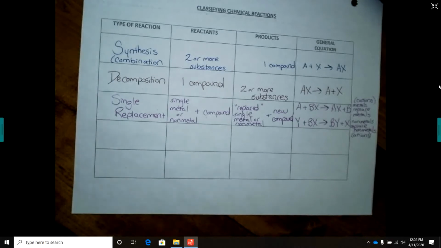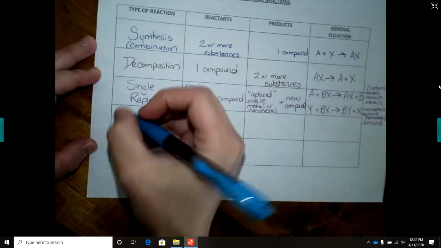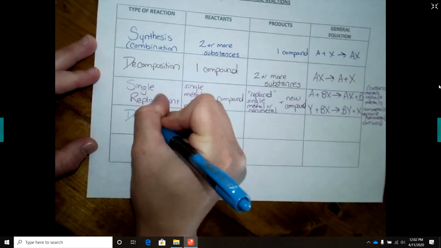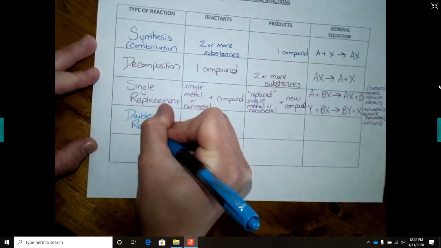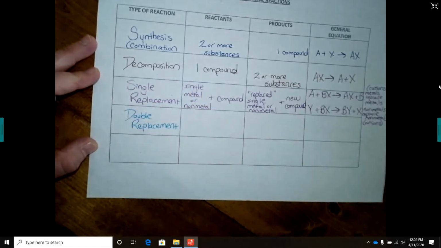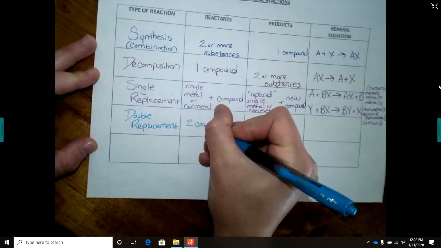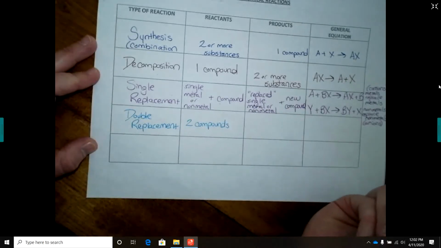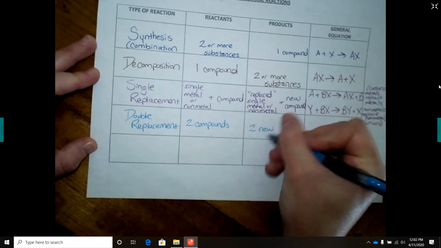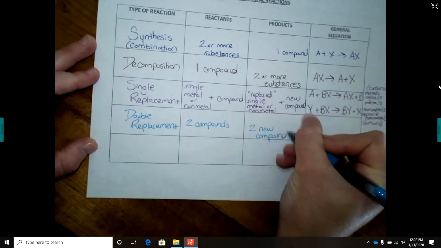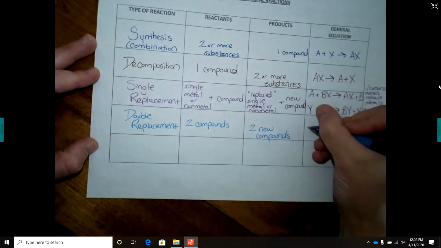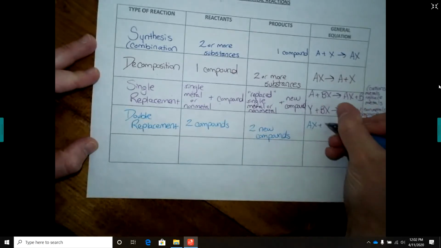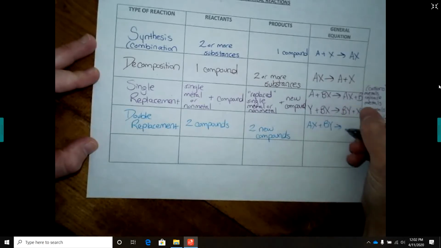All right, now things are going to get really complicated. So for this next type of reaction, this is called double replacement. This is when you start with 2 compounds and the compounds end up switching partners and you end up with 2 new compounds. So my equation is going to be AX plus BY yields AY plus BX.